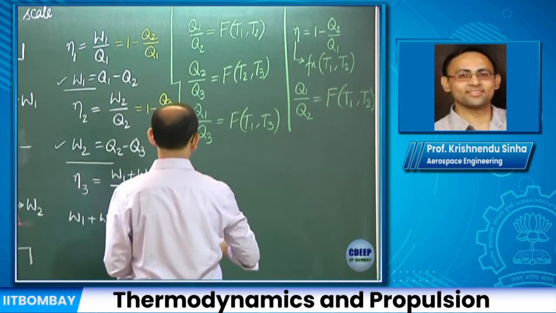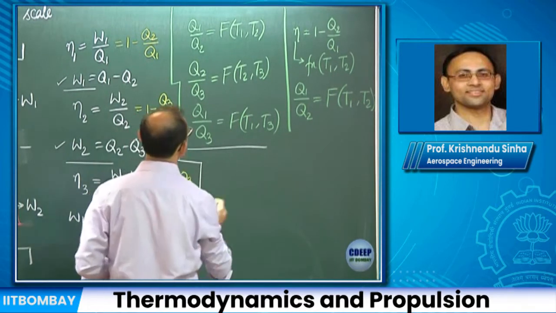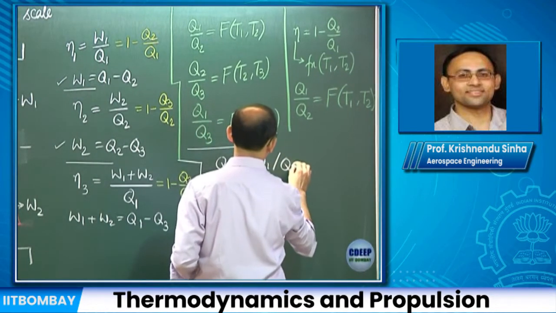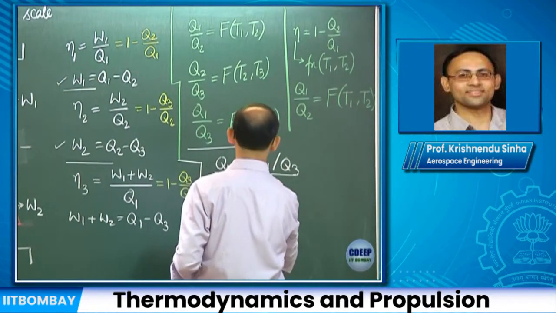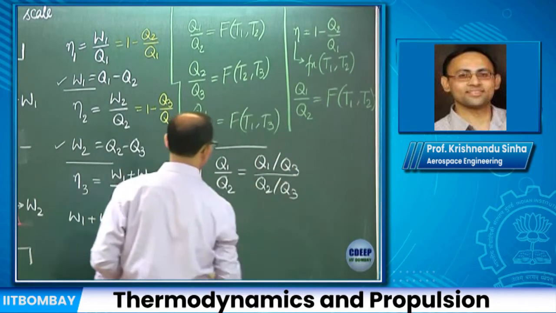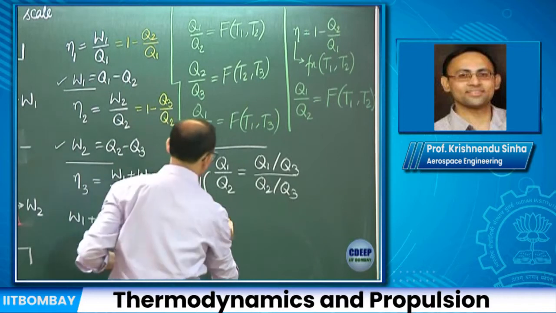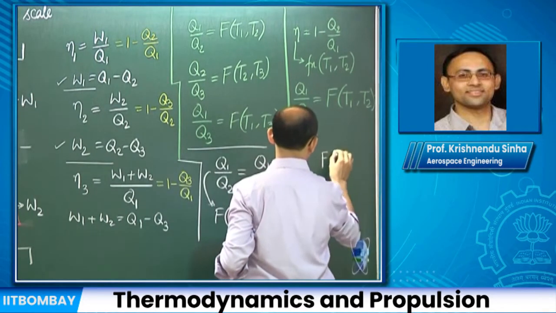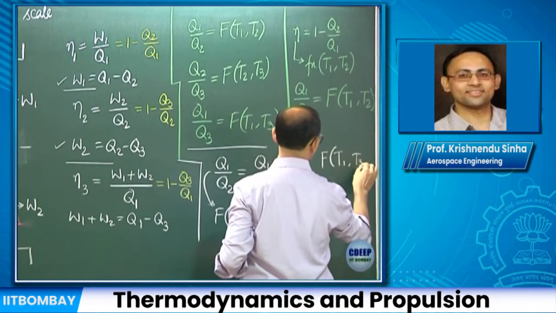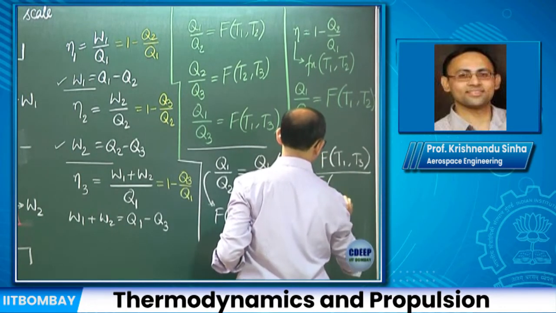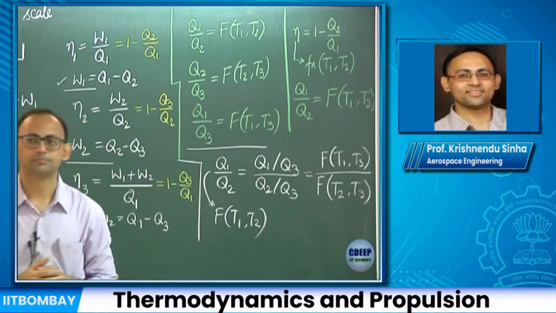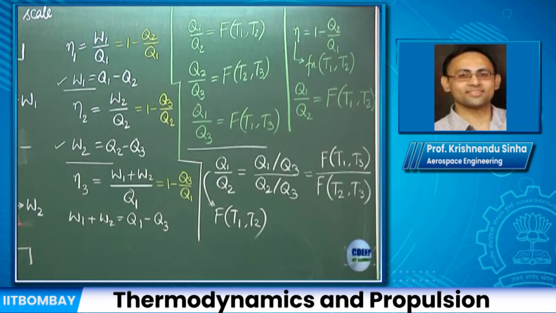And now I'm going to combine: Q1 over Q2 equals Q1 over Q3 divided by Q2 over Q3. The left hand side is f of T1, T2. The right hand side is f of T1, T3 divided by f of T2, T3. And here's a problem. The left hand side is independent of T3.